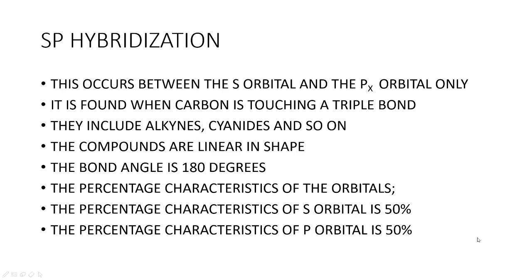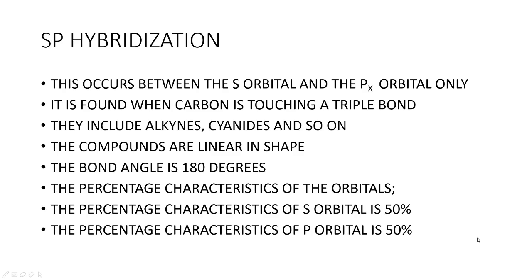Now the SP hybridization. This occurs between the s orbital and the px orbital only. We've talked about the s orbital and the px orbital in our previous video, so let's continue with that. We know the shape of the s orbital is spherical and the shape of the px orbital is dumbbell in the x direction. It is found when carbon is touching a triple bond. They include alkynes, cyanides, and so on. The compounds are linear in shape. The bond angle is 180 degrees.